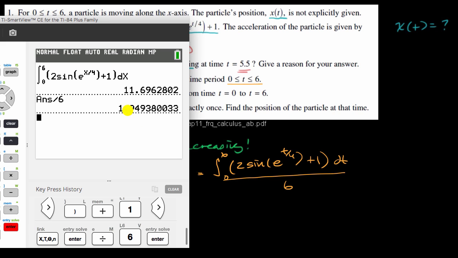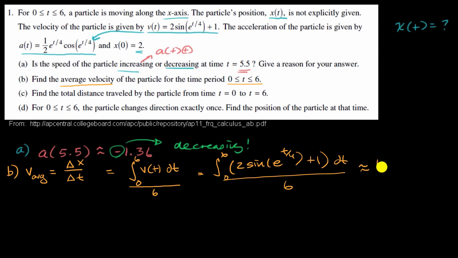and I get, and when you're taking an AP calculus exam, it's important to round to 3 decimal places unless they tell you otherwise. That's what they expect. So it's approximately equal to 1.949. Now let's do part C.